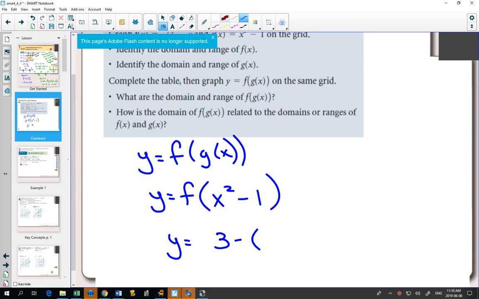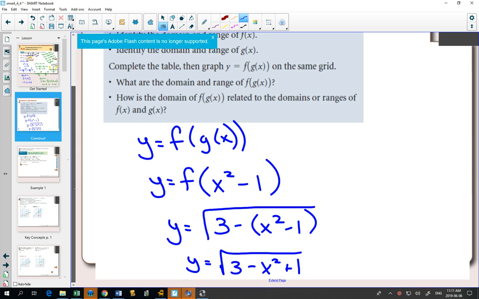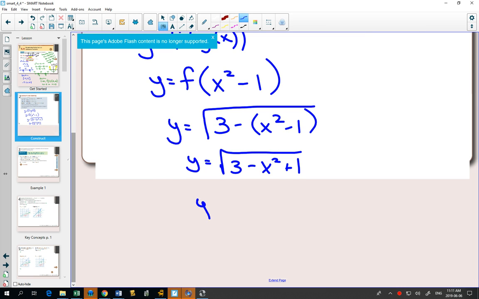3 minus, and since you're plugging in more than one thing, make sure you put it in brackets because that negative in front is going to be important in this situation. You take 3 minus that and then you take the square root. Well, what does this mean? This means that we have 3 minus x squared plus 1. Or, if I simplify my like terms, I've got the square root of minus x squared plus 4.